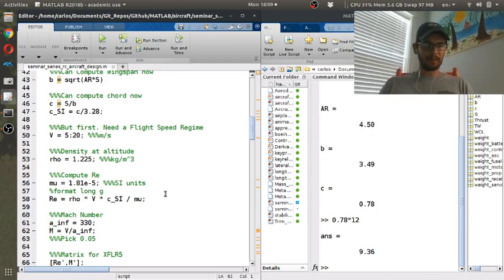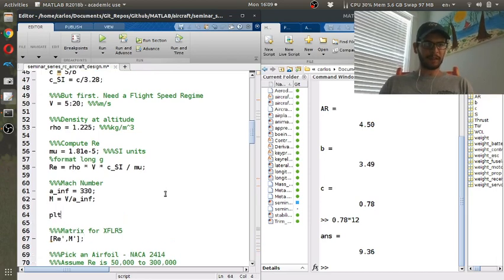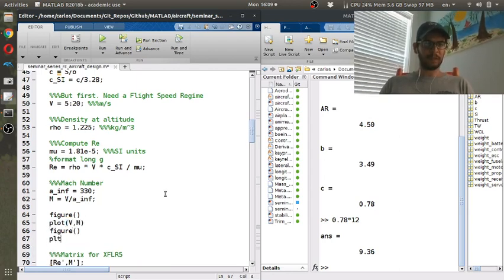Our Mach number is going to be V over the speed of sound, A infinity. And then it looks like I'm creating a matrix for XFLR. I'd like to plot this. So let's do figure, plot V comma M, and then figure, plot V comma Reynolds number, and then return.